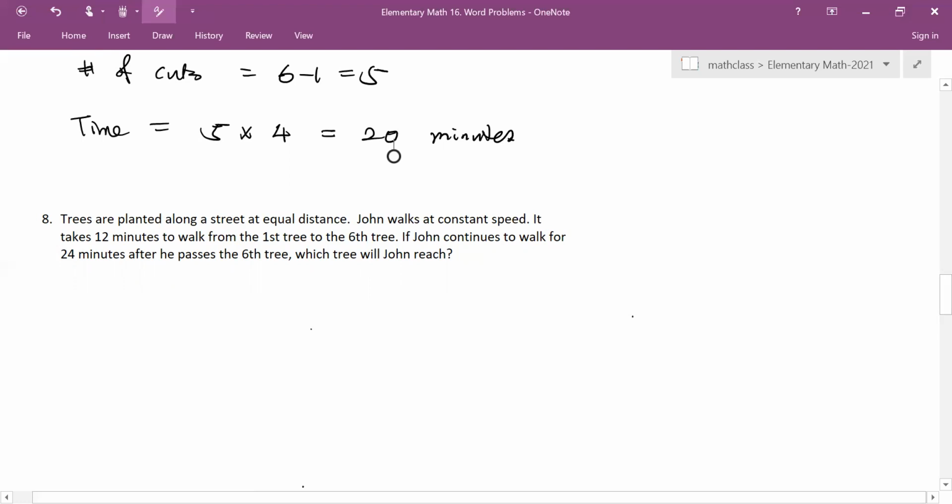This is also a several-step problem. And please draw the picture, okay? At least for the first 6 trees. You draw the picture and you figure out the speed, how much time he spent for passing each tree.